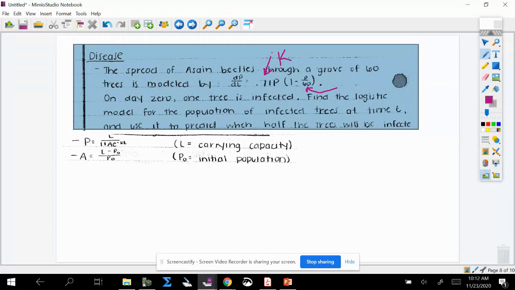So then they give you some extra information. On day one, or day zero, technically, on the start, we only have one tree infected. We want to come up with a logistic growth model of the infected trees and then use that to predict when half of the trees will be infected. So we'll know when we get to that half the carrying capacity.